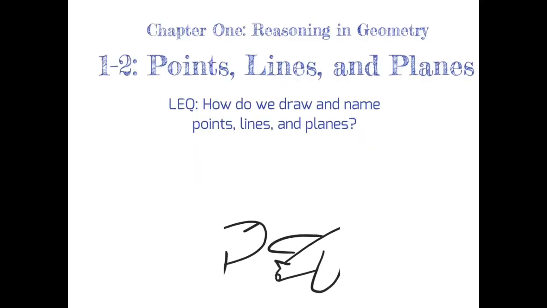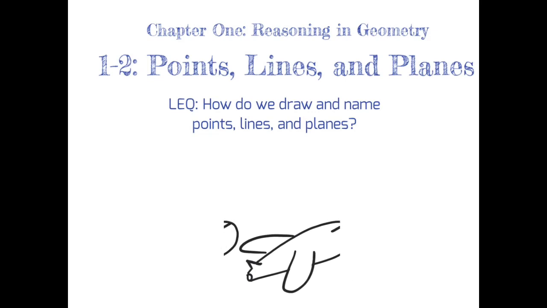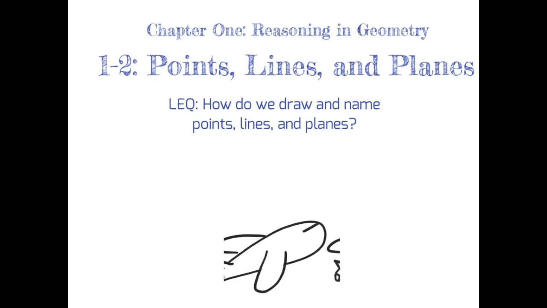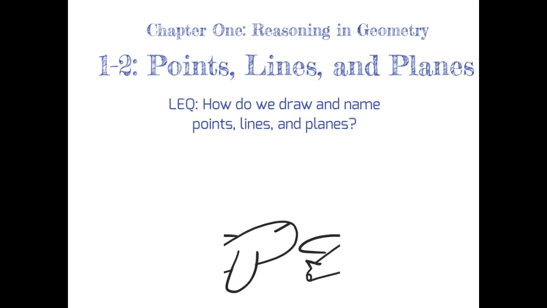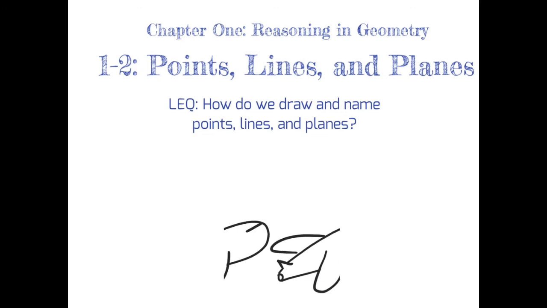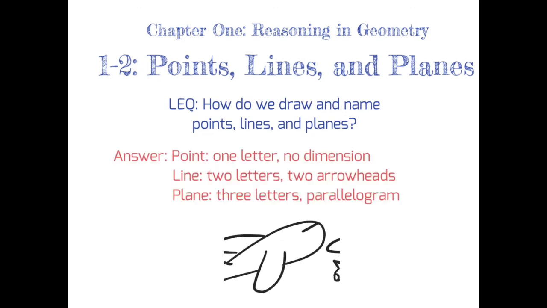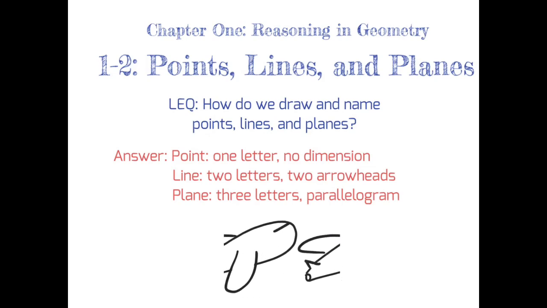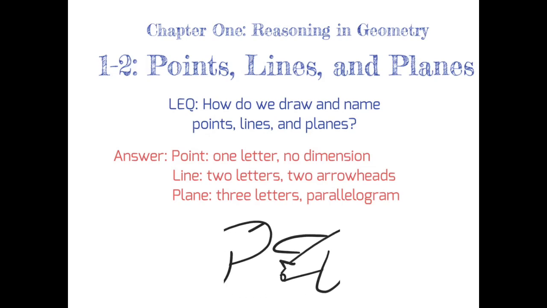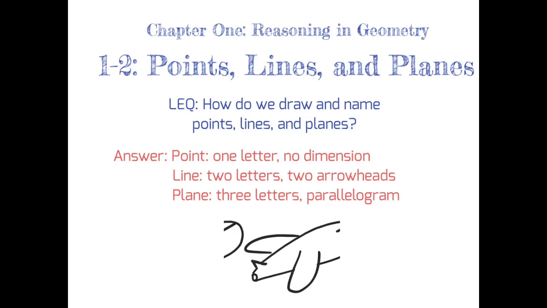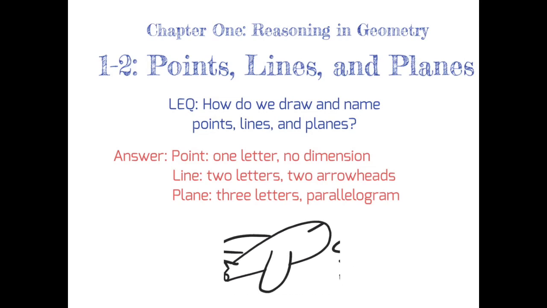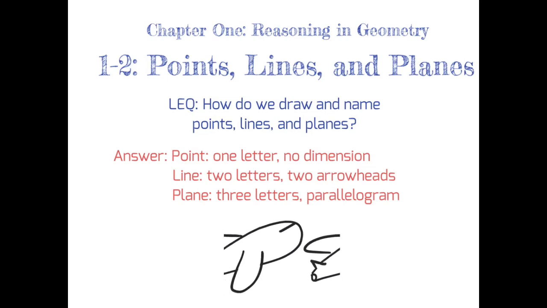As a wrap up, thanks for watching Chapter 1 Reasoning and Geometry with the second lesson on points, lines, and planes. Your lesson essential question was how do we draw and name points, lines, and planes? And the answer to that question is that a point is 1 letter and there's no dimension. A line is 2 letters with 2 arrowheads, and then specifically a plane is 3 letters with some sort of parallelogram. Thanks for watching.